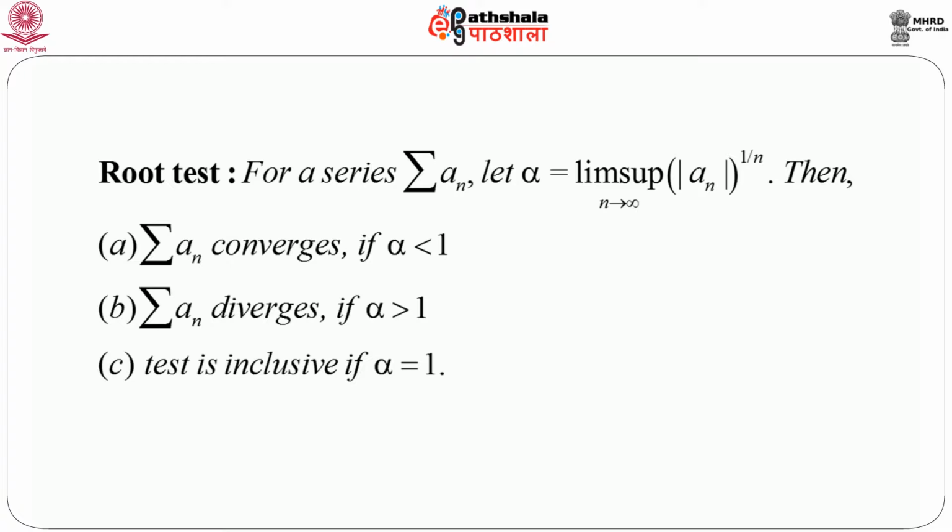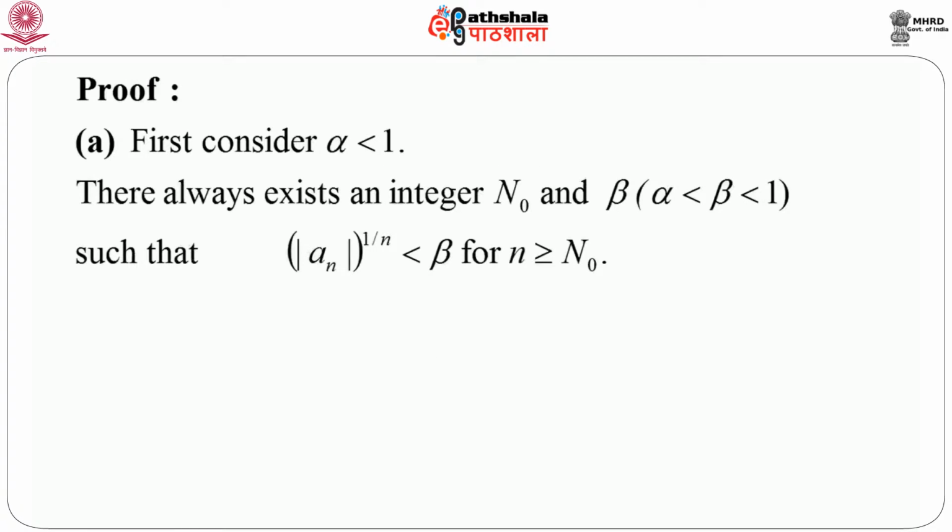However, if alpha is less than 1, that will definitely conclude that summation a_n converges. On the other hand, if alpha is strictly greater than 1, then we can say that summation a_n diverges. Let us prove this theorem. First, consider alpha less than 1.